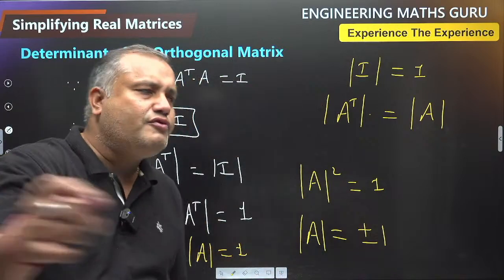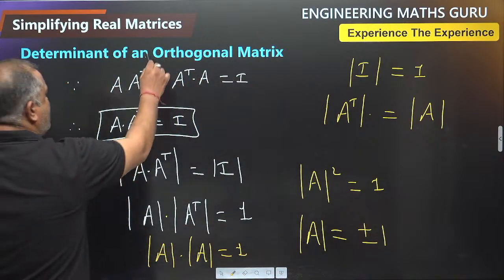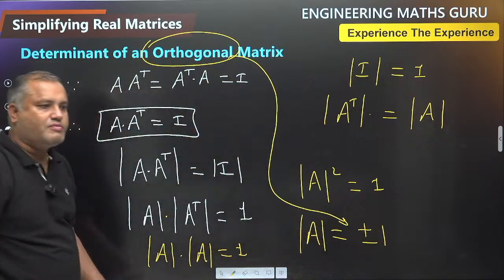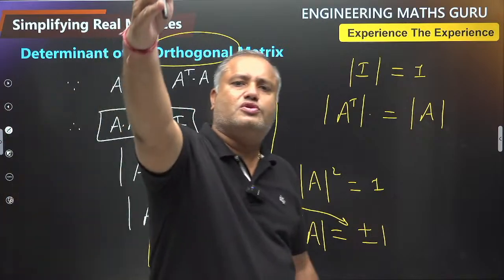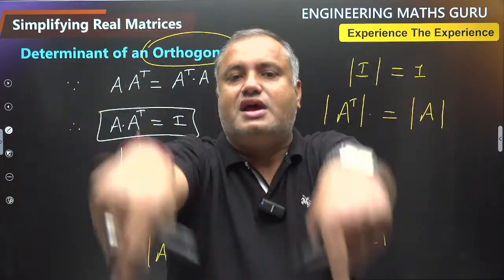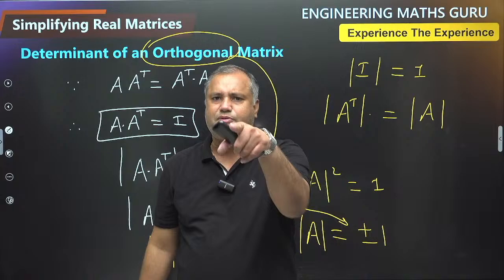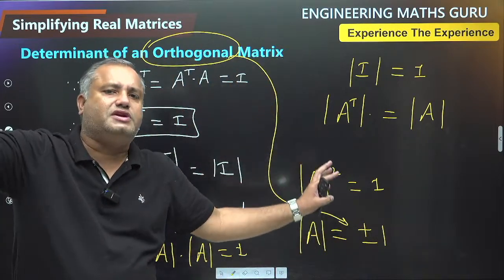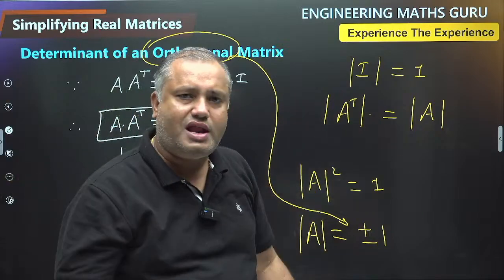So I would like to make a statement that for an orthogonal matrix, the determinant values can be either plus 1 or minus 1. If you are having an orthogonal matrix, then its determinant value will be either plus 1 or minus 1. There is no other value of determinant existing for an orthogonal matrix.